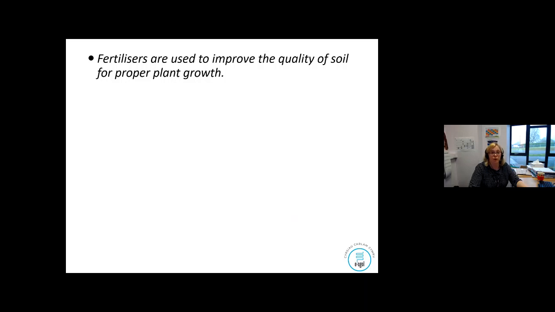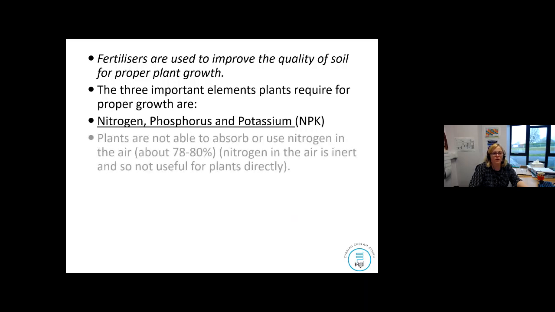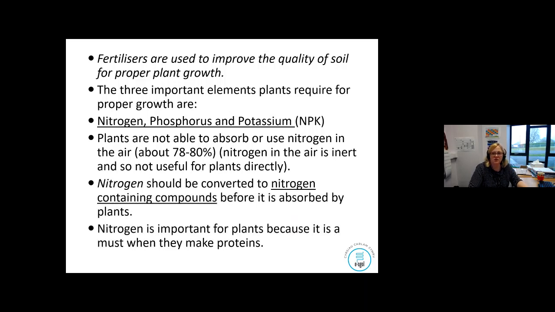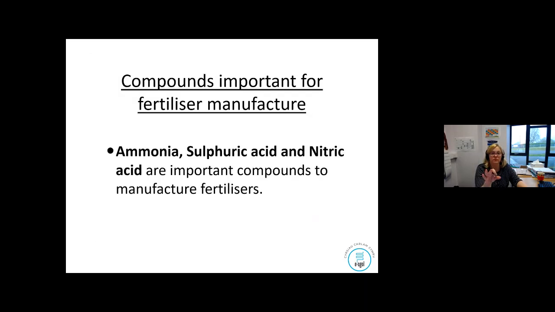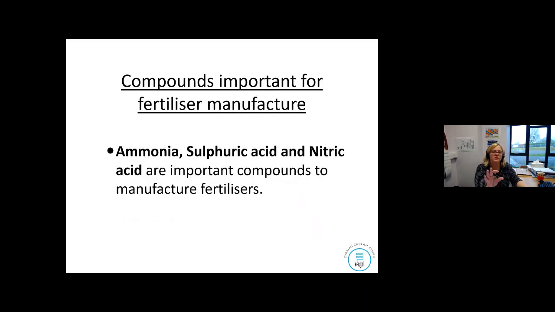is to improve the quality of the plant growth. So we've got nitrogen, phosphorus, and potassium. All of them are quite important for plants, but we're going to focus just on the nitrogen one and the fact that plants can't get it out of the air. I'm not going to dwell too much, but there is a downside for fertilizers. Just quickly, I'll come back to that at the end possibly. So ammonia, sulfuric acid, and nitric acid are all compounds that are classically used in making fertilizers.